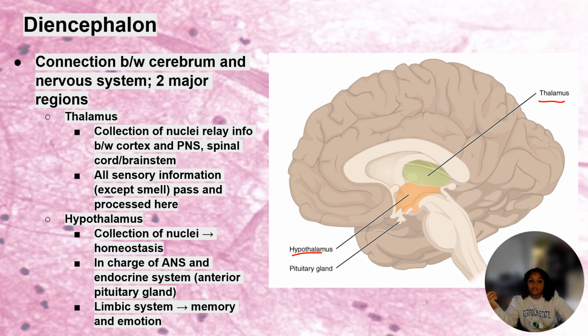Now your hypothalamus is a collection of nuclei that are responsible for homeostatic mechanisms. It's in charge of the autonomic nervous system and the endocrine system. That's where we get into homeostasis, because your endocrine system is in charge of that via your anterior pituitary gland. We'll get into hormones and homeostatic regulation in part 2. But like I said, that's where it's localized. It's also linked to memory and emotion processing via the limbic system. So that's the importance of these two components of your brain.